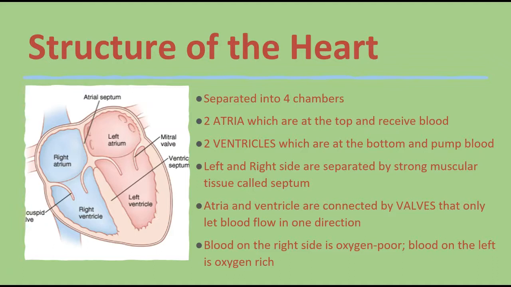The atria and the ventricle are connected by valves that only let blood flow in one direction. So these valves prevent blood from flowing in the wrong direction, which would be highly dangerous for an organism. Blood on the right side of the heart is within the right atrium and the right ventricle. That is oxygen poor blood, which means there's not very much, if any, oxygen at all in the blood. Whereas the left atrium and the left ventricle are oxygen rich. Okay, so that means that they have oxygen molecules attached to the red blood cells, giving it a brighter, more vibrant red color.